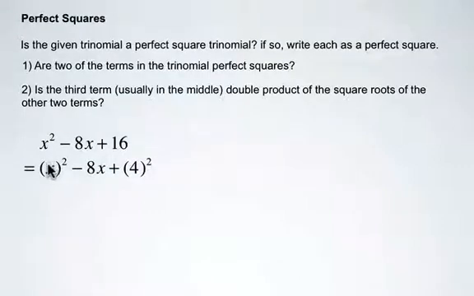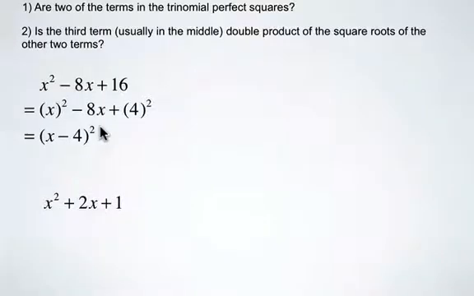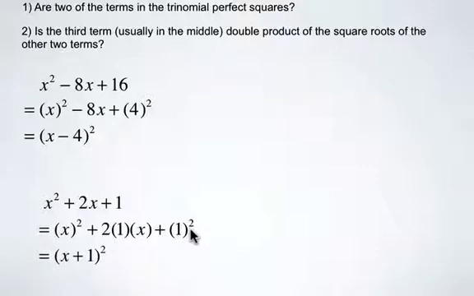To find out, we can write this: x squared minus 2 times 4 times x plus 4 squared. This is equal to x minus 4 squared. How about this one? X squared plus 2 times 1 times x plus 1 squared. So this is equal to x plus 1 squared.